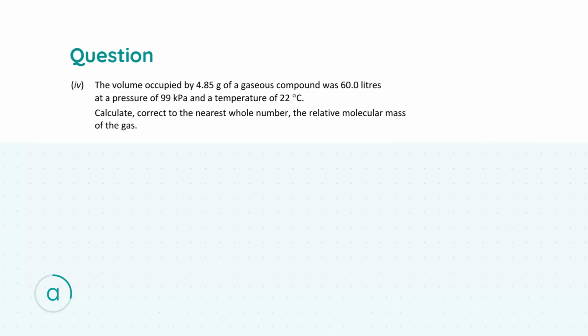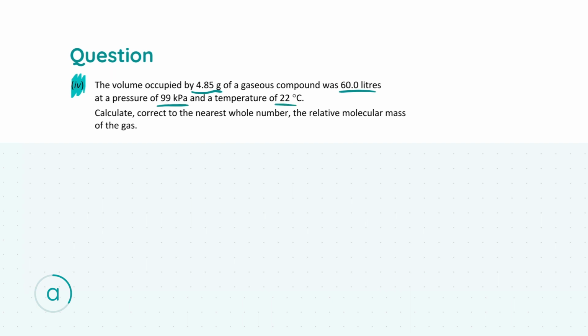So moving on to part 4 here, we're going to be asked a question that's going to be a little bit more tricky than some of the last ones, depending on how much you like the gas part of the chemistry course. And in this case, it's going to be revolving around a lot of maths and calculations. What we're told here is that the volume occupied by 4.85 grams of a gaseous compound was 60 liters, at a pressure of 99 kilopascals and a temperature of 22 degrees.